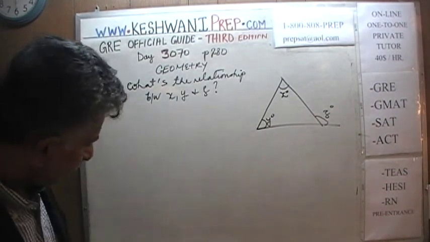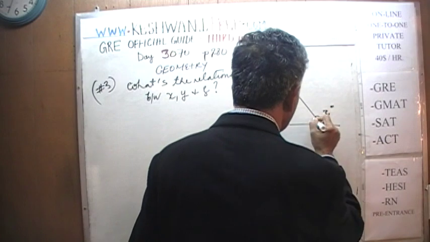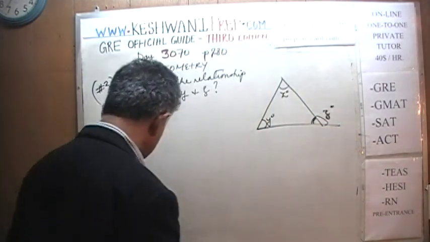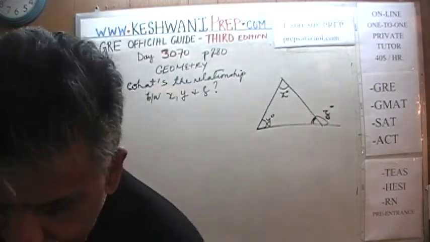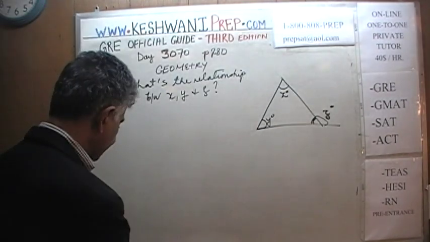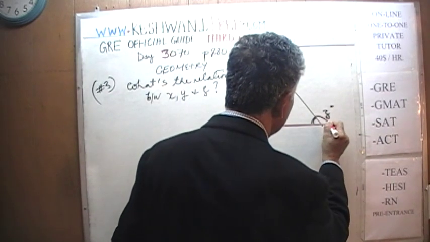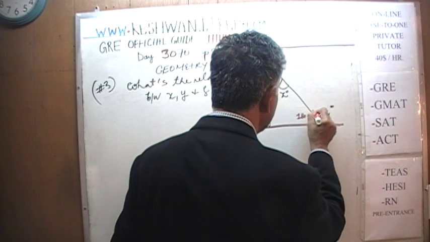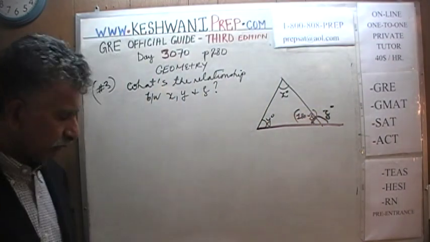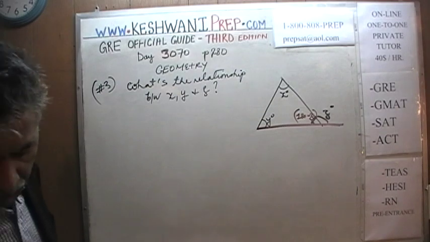Well, if this is Z degrees, how much do you suppose this angle is? Again, because they have to add up to 180, because it's a straight line, right here is a straight line, and if this is Z degrees, then this must be 180 minus Z. Let's make a note of it. Okay, watch what happens. Now we can talk about the triangle itself.